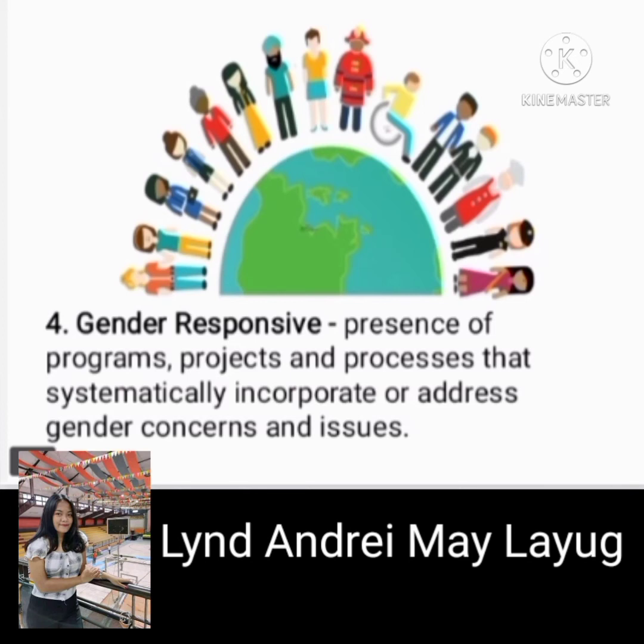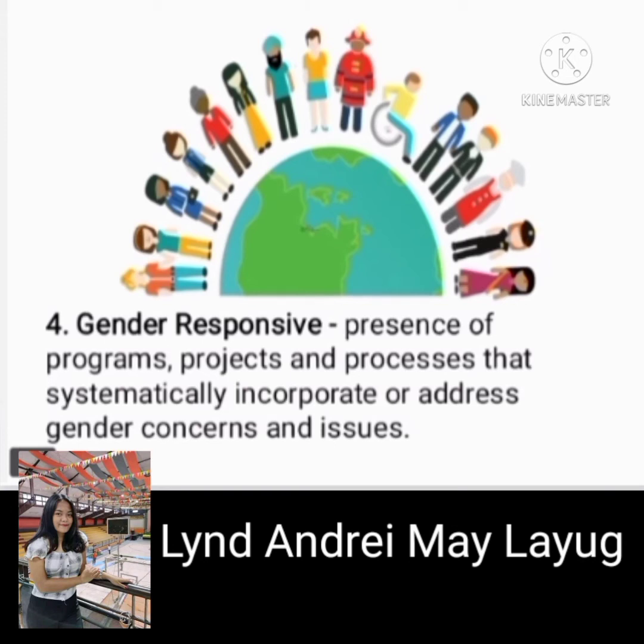So next, we have gender responsive. It is the presence of programs, projects, and processes that systematically incorporate or address gender concerns and issues. So sa gender responsive naman po, dito mo inaalam yung roles ng babae at lalaki at yung mga inequalities ng both genders para pag nagbigay ka ng trabaho, like for example, magkakaroon ng equal participation at fair distribution ng benefits. Hindi biased kasi naging responsive ka towards both genders.